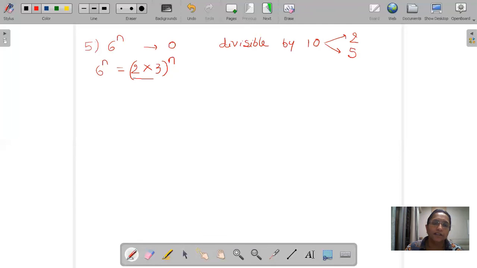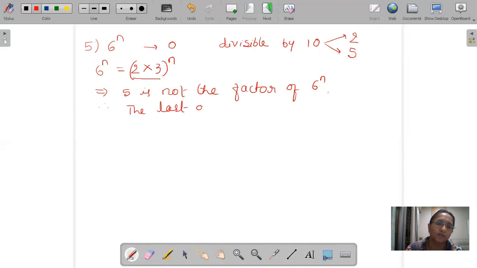Then definitely it is not divisible by 10 because only 2 is there. 5 and 2 should be the factors. 5 is not there. So this implies 5 is not a factor of 6 raised to n. Therefore, the last digit of 6 raised to n is not 0.